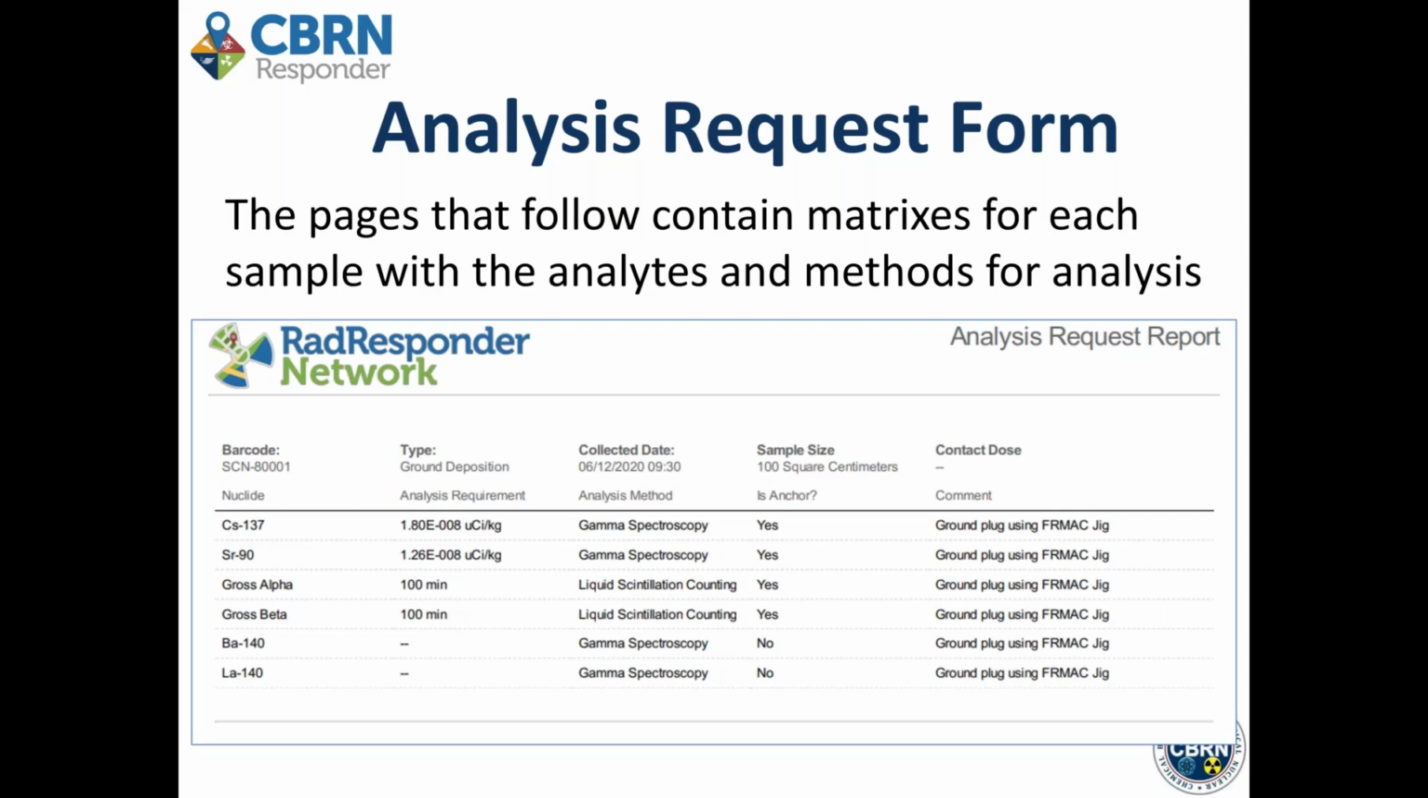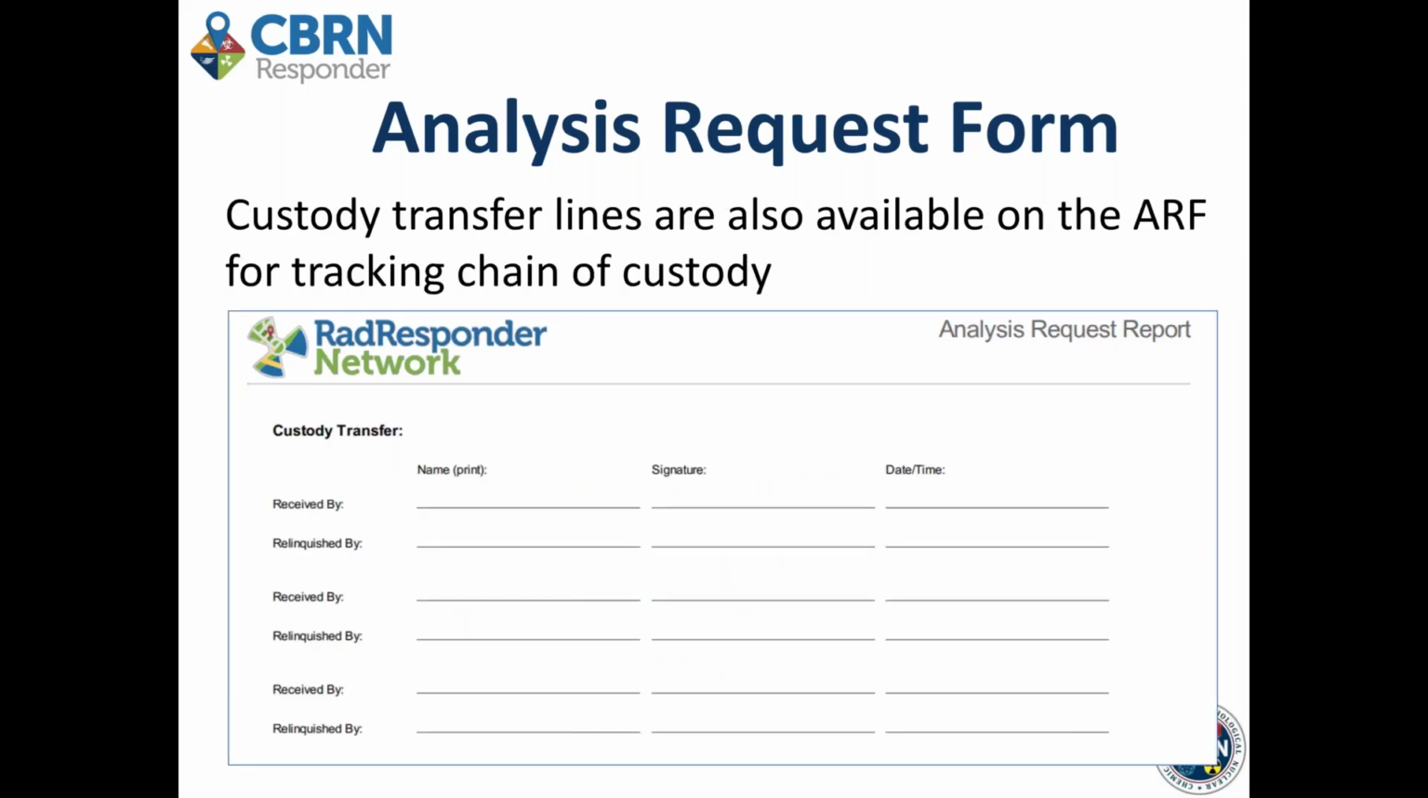And the page that follows will contain matrices for each sample with the analytes of and the methods for the analysis. So as you can see here, it's all listed out to give you, step by step, exactly what's happening to it and when it's happening. And again, very similar to those sample control forms, you do have on that last page a sheet to track a chain of custody, again with the name, signature, and time and date stamp, just so you know exactly who is responsible for the sample at what given time.